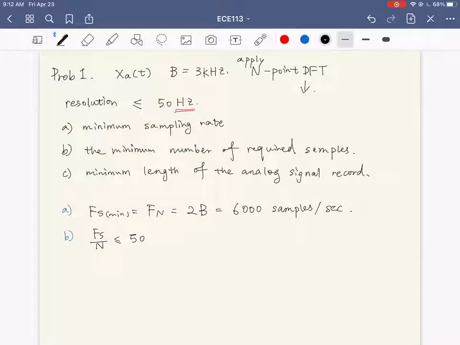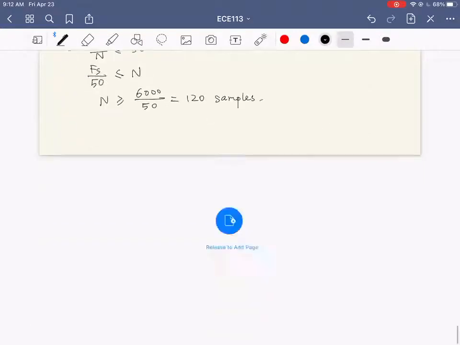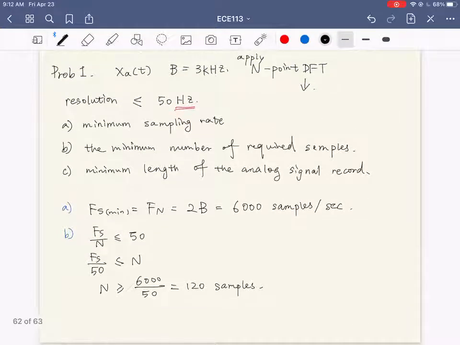All right. So things become clear, and we want to know the minimum N, right? So N should be greater than or equal to Fs over 50, and we plug in the values. So the answer is 120 samples. You need to at least apply a 120-point DFT to get a resolution less than or equal to 50 Hertz. So you'll see that the more points you apply in DFT, the better resolution you get.